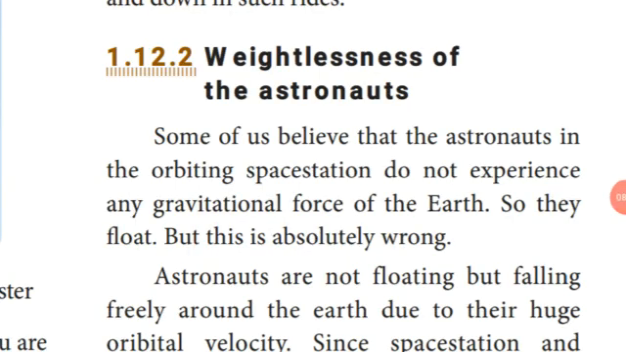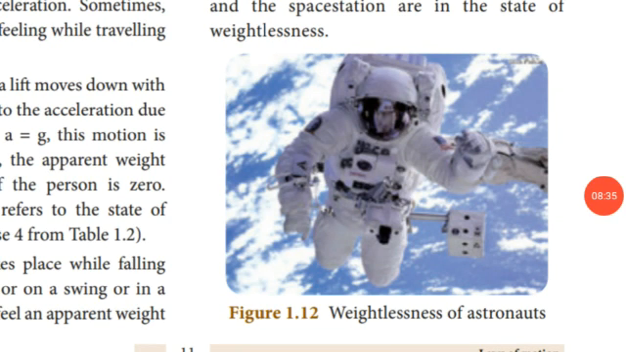Next topic is weightlessness of the astronauts. Who is an astronaut? An astronaut is a person who is trained to travel in a spacecraft. We think there is no gravitational force of Earth in the space station, but it is wrong. Then how does an astronaut float in a space shuttle? Astronauts are not floating but falling freely around the Earth due to their huge orbital velocity. The space station and astronauts have equal acceleration. They are under free fall condition, that is apparent weight is equal to 0.